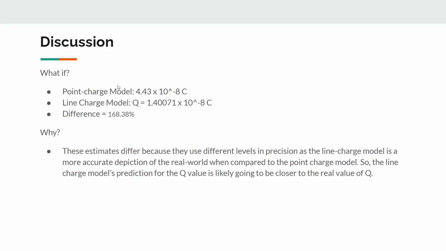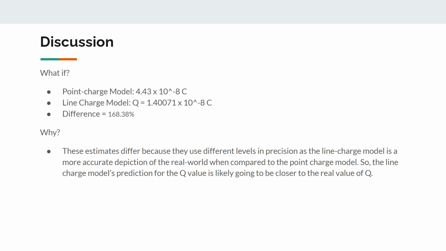For the what if, I got a point charge model. For the point charge model, I got 4.43 times 10 to the negative 8th coulombs. For the line charge model, I got a Q value of 1.40071 times 10 to the negative 8th coulombs, and the difference was approximately 168.38%.